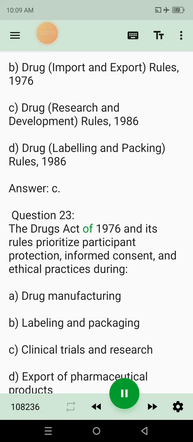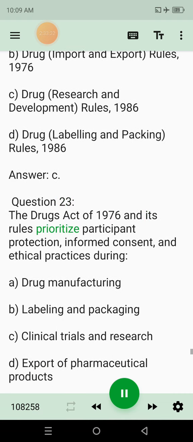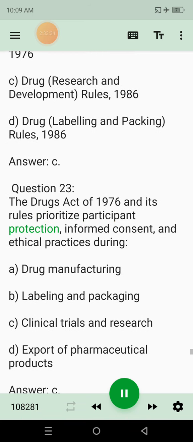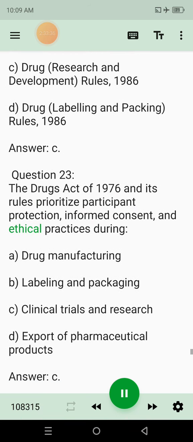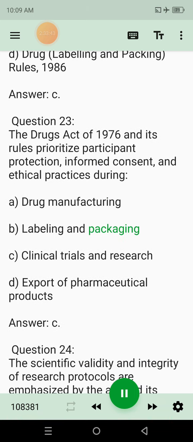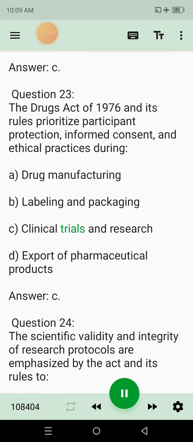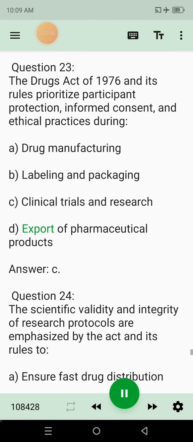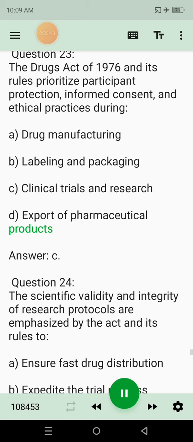The Drugs Act of 1976 and its rules prioritize participant protection, informed consent, and ethical practices during A. Drug manufacturing. B. Labeling and packaging. C. Clinical trials and research. D. Export of pharmaceutical products.